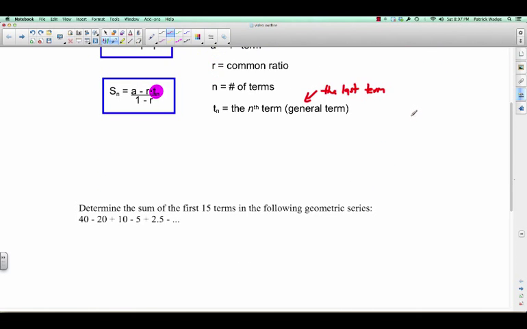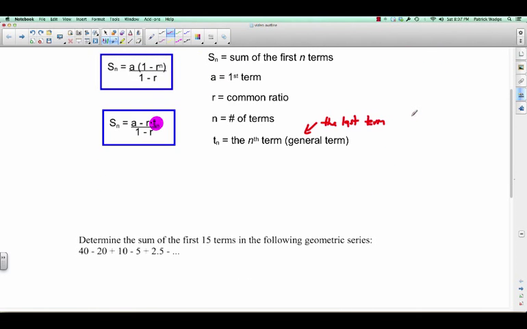Okay. Oh, one other thing. You'll notice with both of these formulas, they have the same denominator, 1 minus r. So what can r not be in this case? What would be the non-permissible value? r cannot equal 1, because if it did, then you would end up with 0 in a denominator, and you can't have that. So what would we do if we ended up with a question that does have an r with a value of 1?